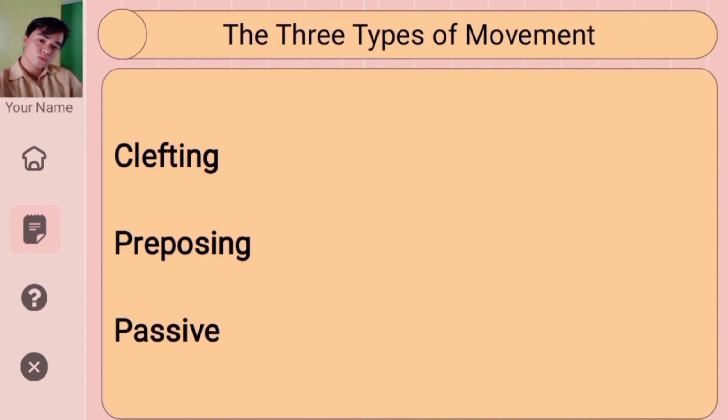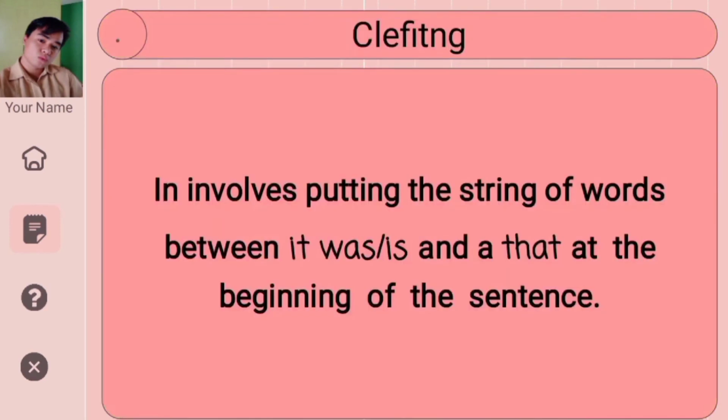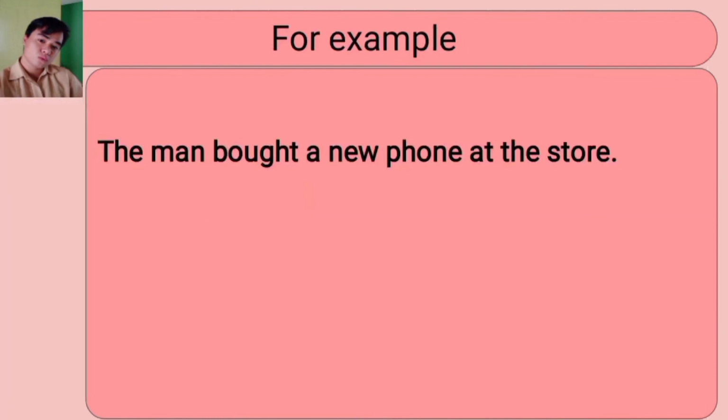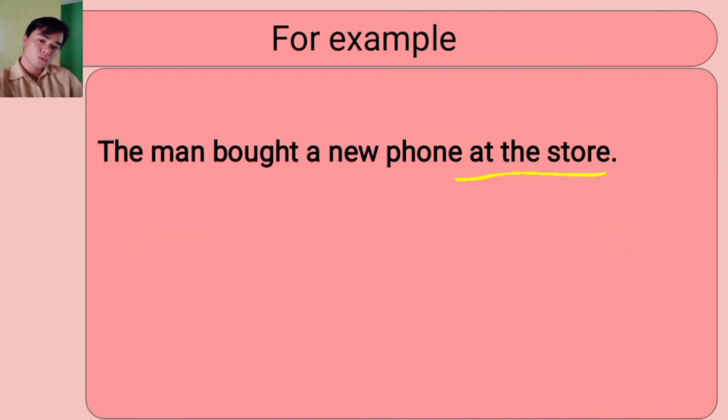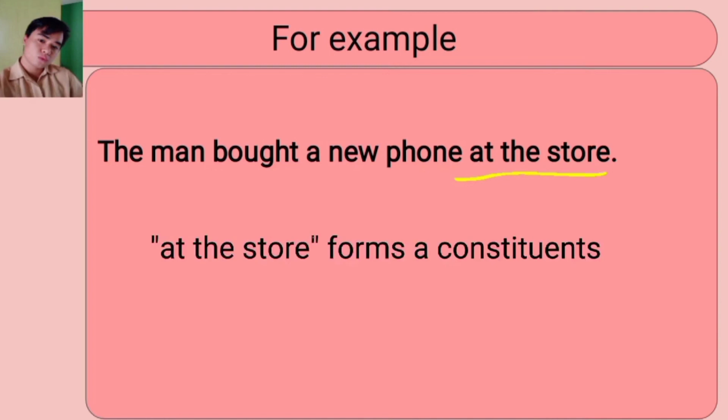Now, let's start with clefting. It involves putting the string of words between "it was" or "it is" and a "that" at the beginning of the sentence. For example, the man bought a new phone at the store. We want to find out if "at the store" is a constituent. I would say something like, it was at the store that the man bought a new phone. And that is a perfectly good sentence. So, "at the store" forms a constituent.